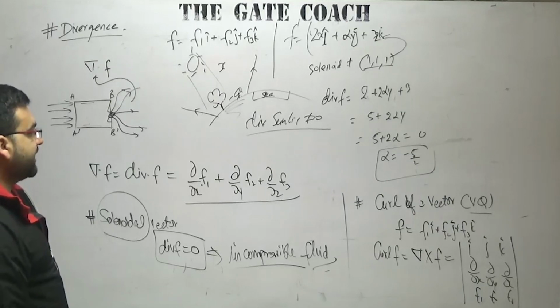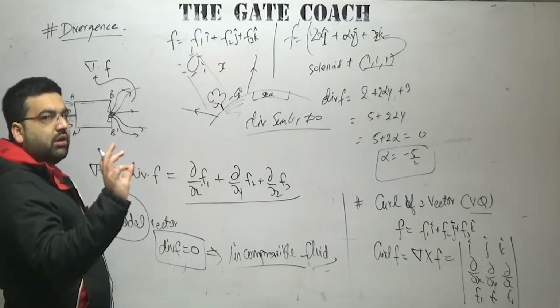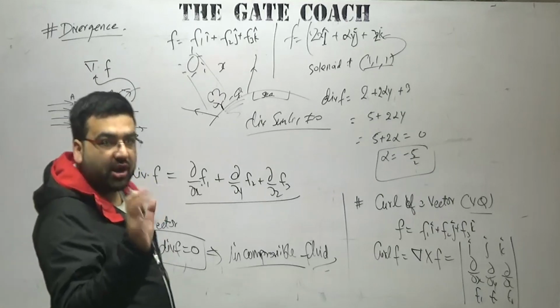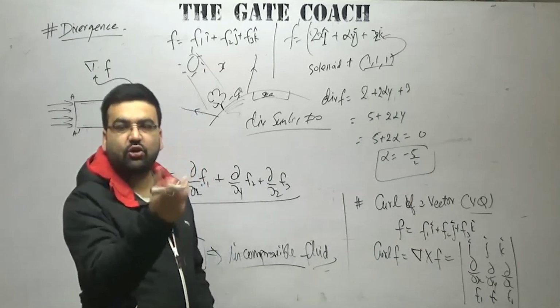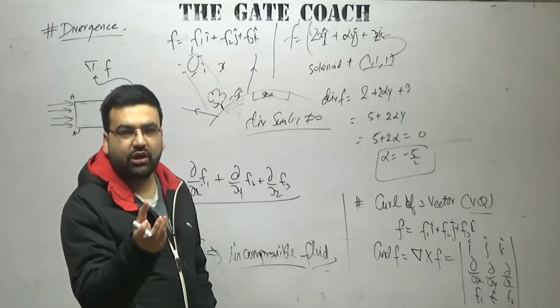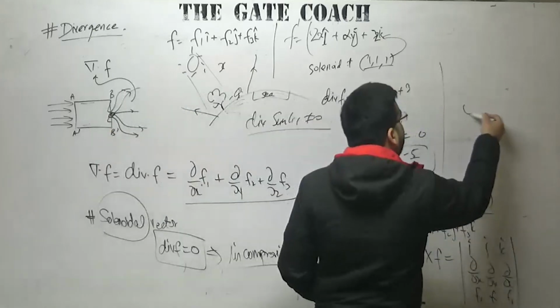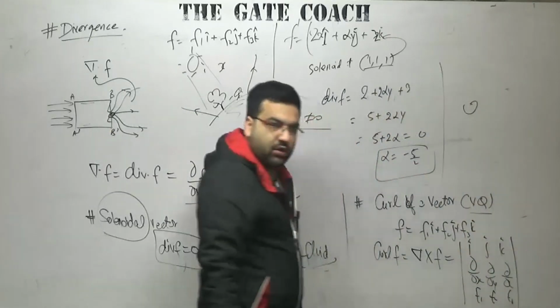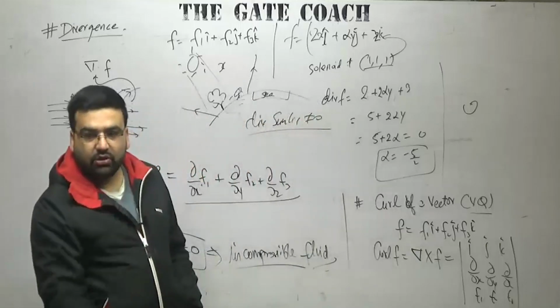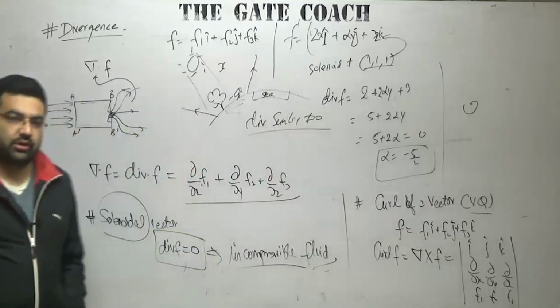Now what is the physical significance of curl? It basically tells you something about the rotational property. If curl is 0, the fluid is irrotational in nature. If the curl is not equal to 0, it is rotational in nature. Rotational means that it is revolving about its own axis. The particles are rotating about their own axis. That is the meaning of rotational.